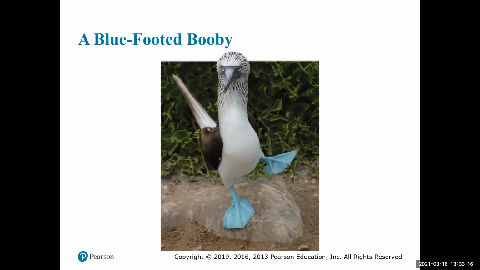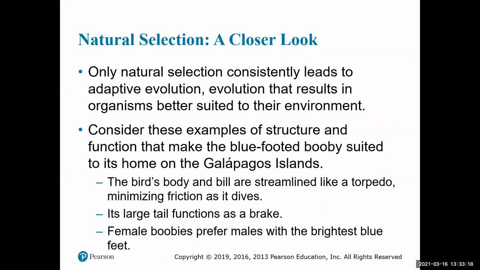And that means that the traits here are going to be selected for through natural selection, where the ones that are able to move through the water faster can catch prey easier, and the individuals that are mating more often have the brightest blue feet, and so they're going to pass on their offspring much more often.